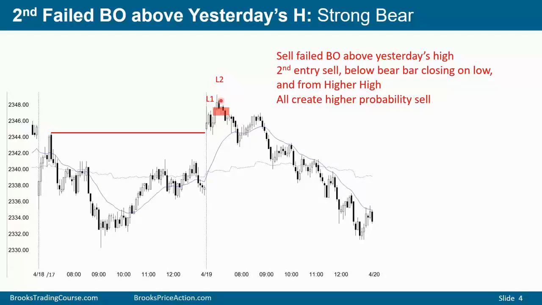And then we got a bear bar here. First entry sell below a bull bar or below this big bear bar, and then this is a second entry for a failed breakout above yesterday's high. Above yesterday's high, reversed down for a failed breakout, and now we're getting a second entry failed breakout with a better looking sell signal bar.